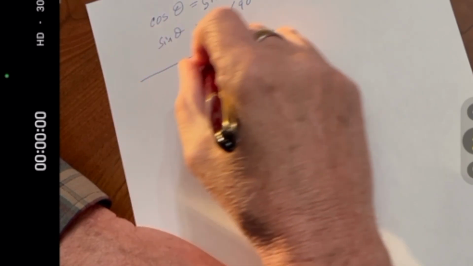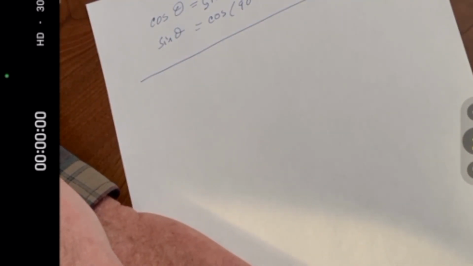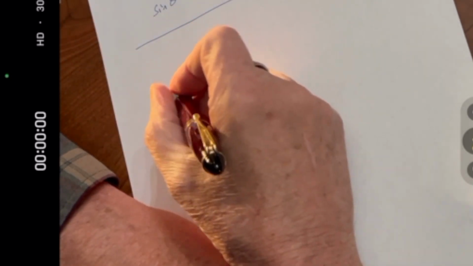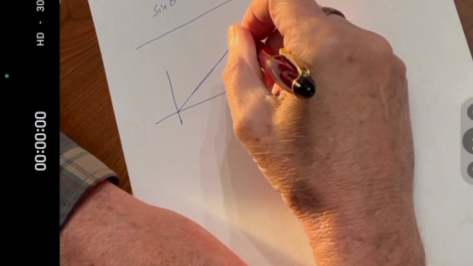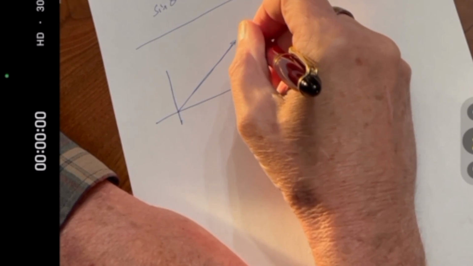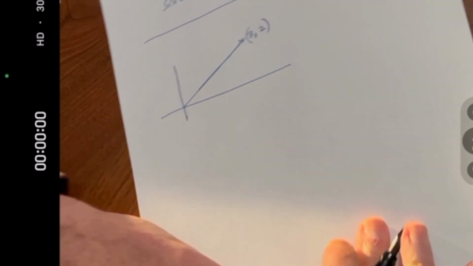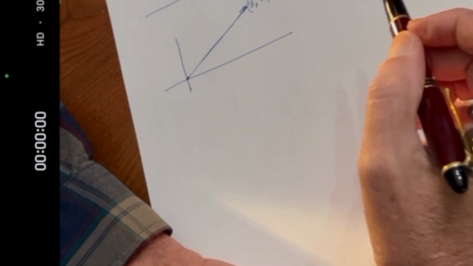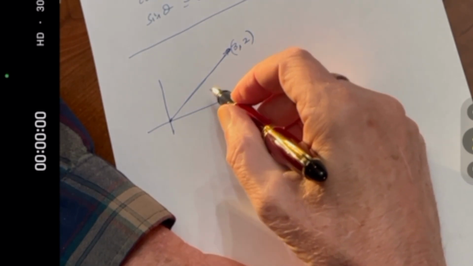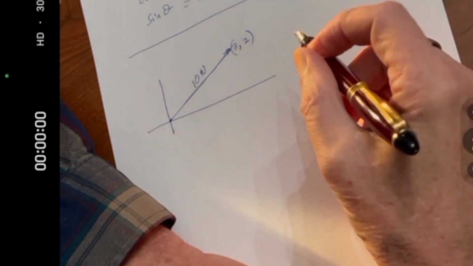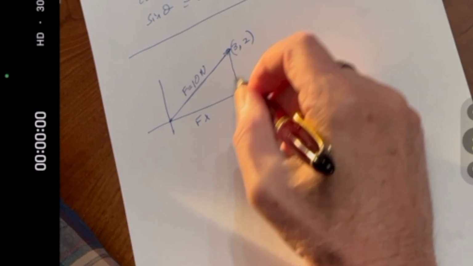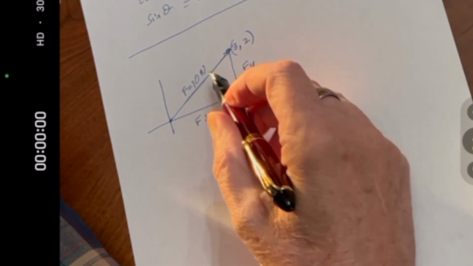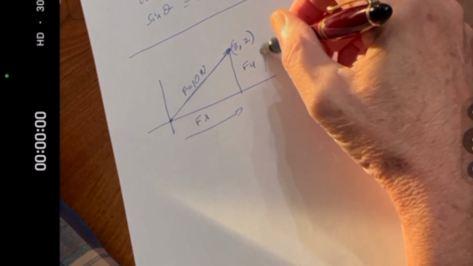Now, why is this important? Sine and cosine are not there just for you to memorize. Sine and cosine are there to be used. Okay? So say you have a vector going out here, and it goes out to a point 3, 2. Okay? So that is this point right here, and vectors start at the origin. Okay? How do we figure out if this is a magnitude of 10 newtons? We have to figure out these two things. How much of that 10 newtons is directed in this direction, and how much in that direction?